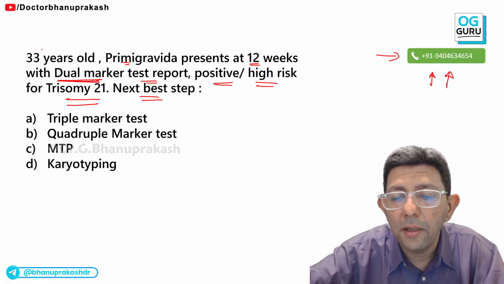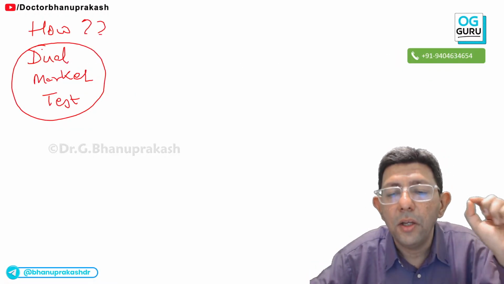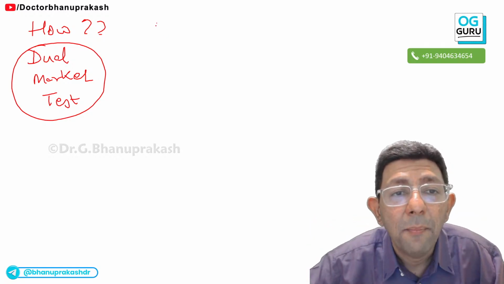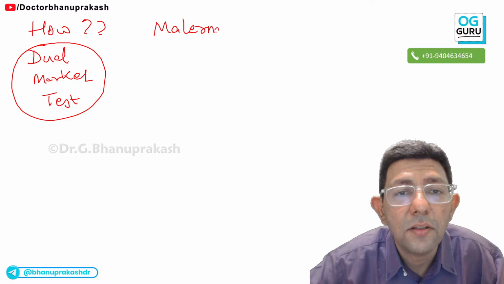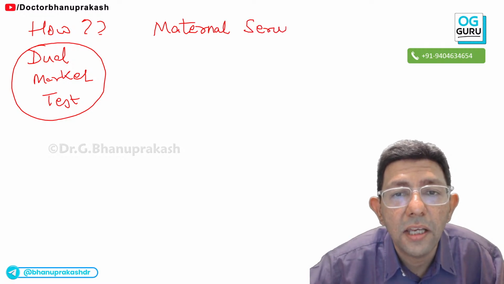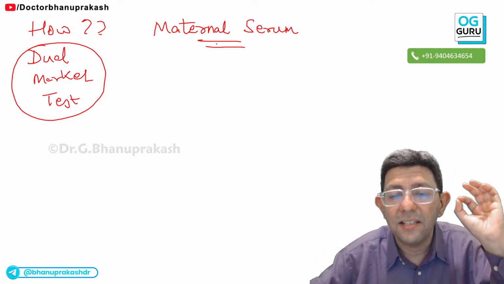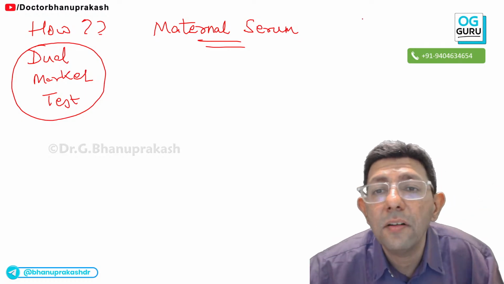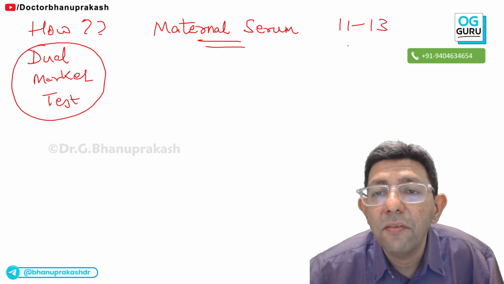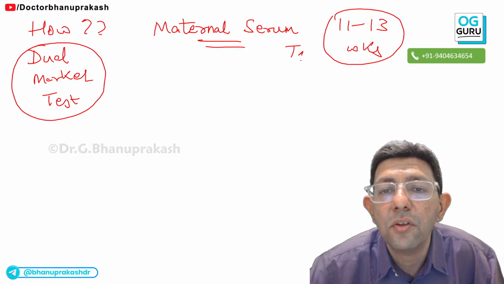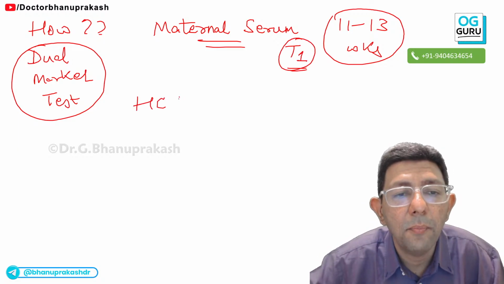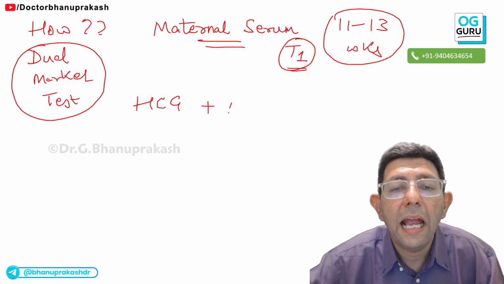So point number 1, the dual marker test is a simple test done on maternal serum. Many students tell me amnio, CVS, no. Mother's blood is taken, maternal serum. It's a screening test, very good. And when do I do it? We do it towards the end of the first trimester, somewhere between 11 to 13 weeks. Is this understood to all of you? And the components are HCG and PAPP-A.